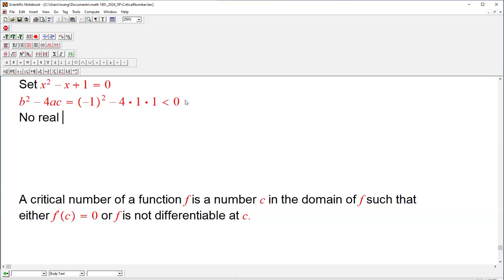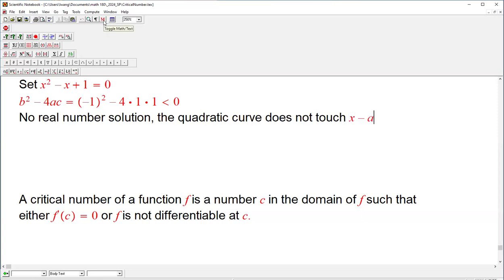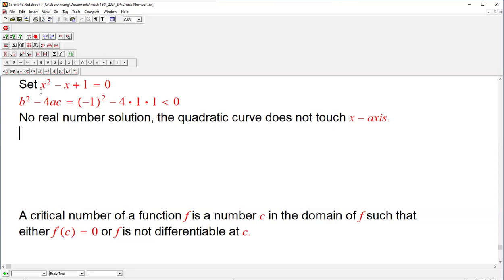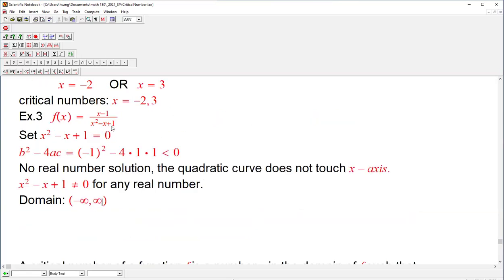No real number solution also means that the quadratic curve does not touch the x-axis. So in other words, x squared minus x plus 1 will never be 0 for any real number. We're not considering complex numbers. So the domain of this function is from negative infinity to positive infinity. We don't have to worry about the domain. All real numbers are in its domain.